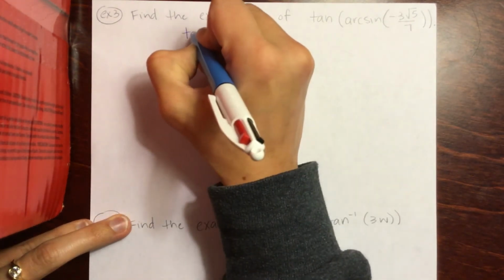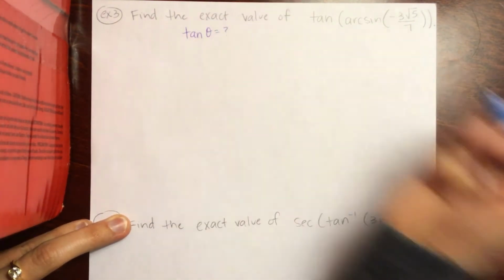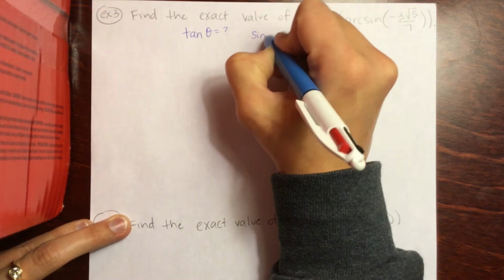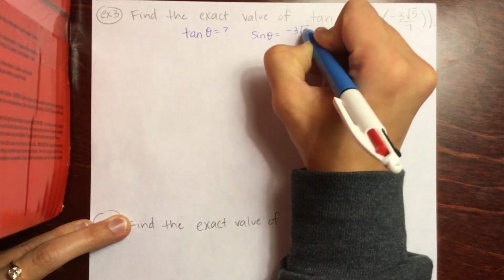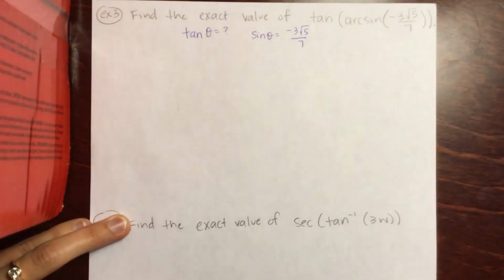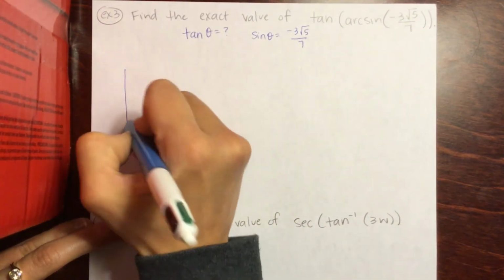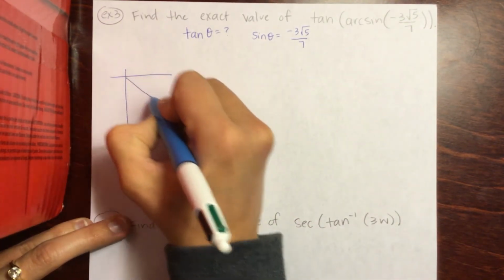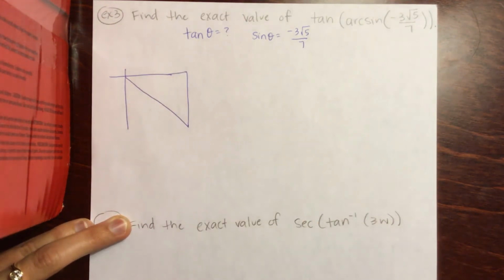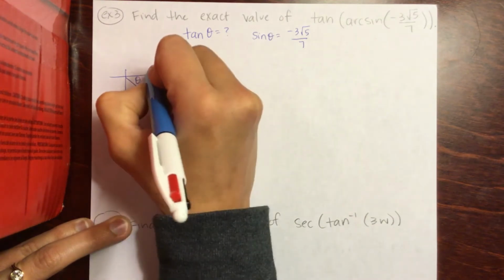So in this one, same idea. They're asking for the tangent fraction, and they are giving me that the sine fraction is -3 square root 5 over 7. This is a negative fraction. Sine is negative in the fourth quadrant whenever we are doing inverses. So you need to draw your triangle in the fourth quadrant against the x-axis and label it accordingly.